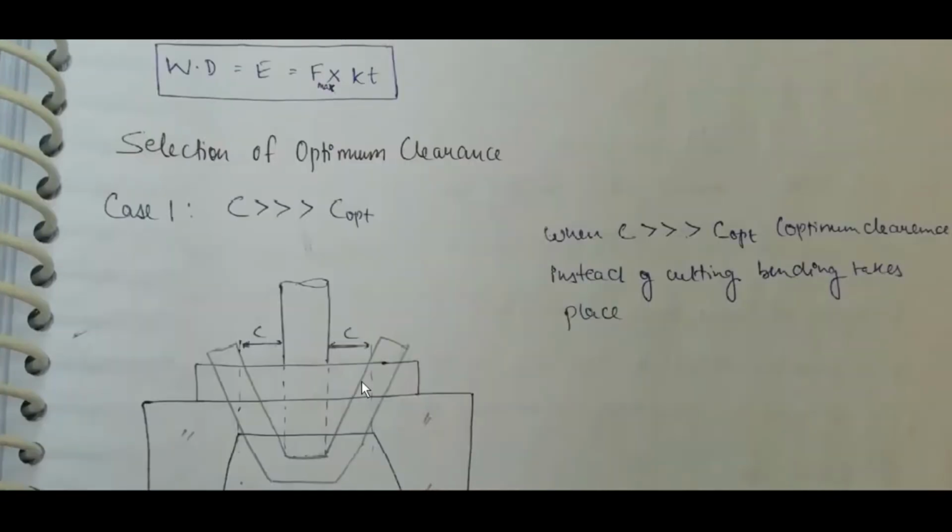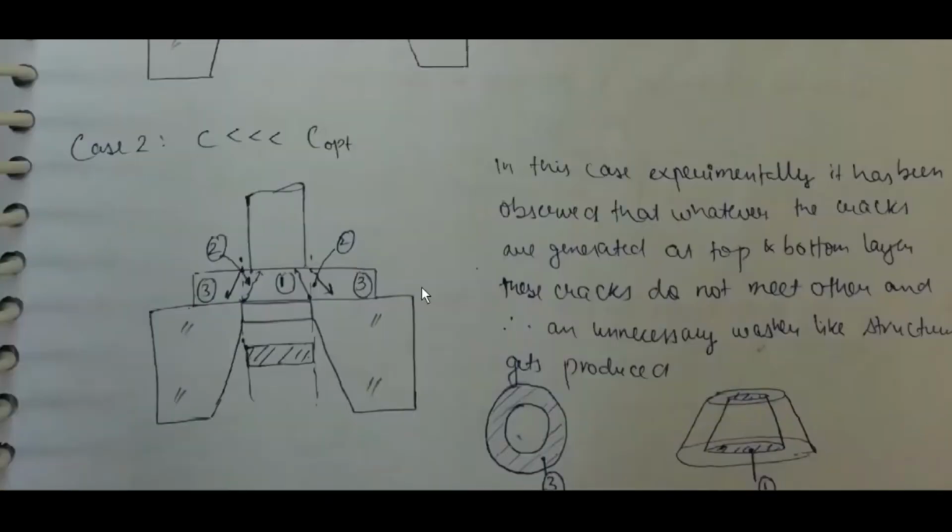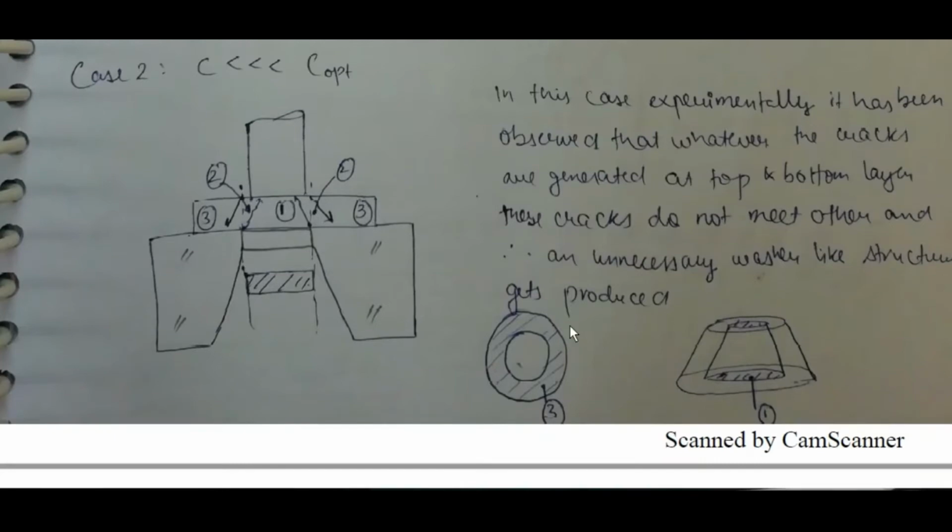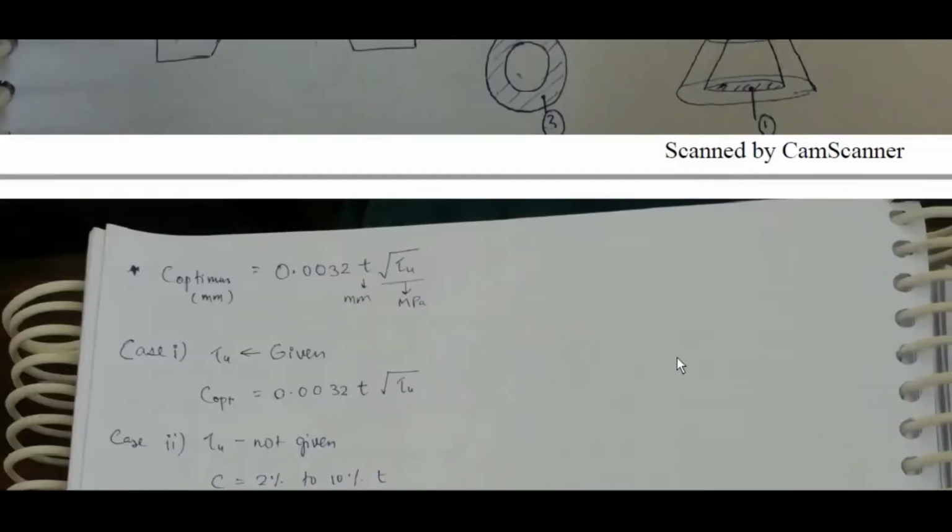Selection of optimum clearance. Case 1: C greater than C optimum, and Case 2: C less than C optimum. If C is greater than C optimum, instead of cutting, bending takes place. If C is less than C optimum, experimentally it has been observed that the cracks generated at the top and bottom layers do not meet each other, and an unnecessary washer-like structure gets produced.